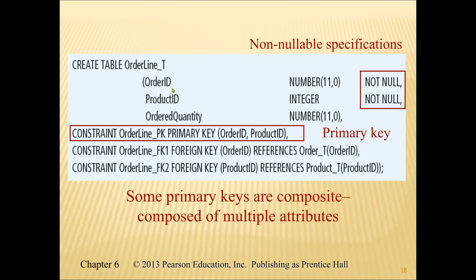Here, what we're trying to say is that sometimes you may have a table where only one field cannot uniquely identify the record. So you may use two or more fields as a primary key. In this case, we are using two fields, order ID and product ID, as the primary key field. It's possible. And normally we use the term composite. That's, some primary keys are composite, composed of multiple attributes.